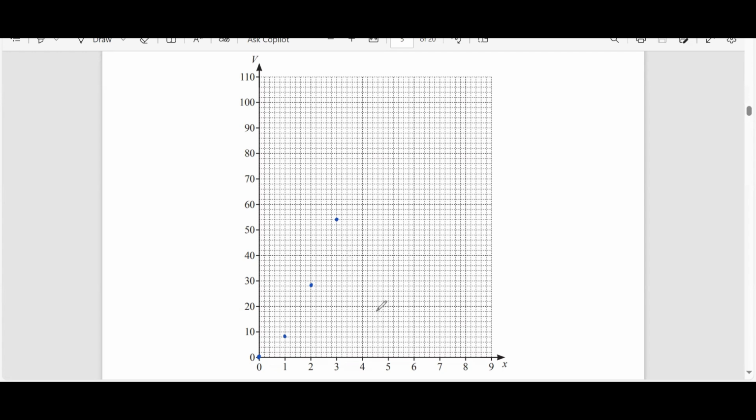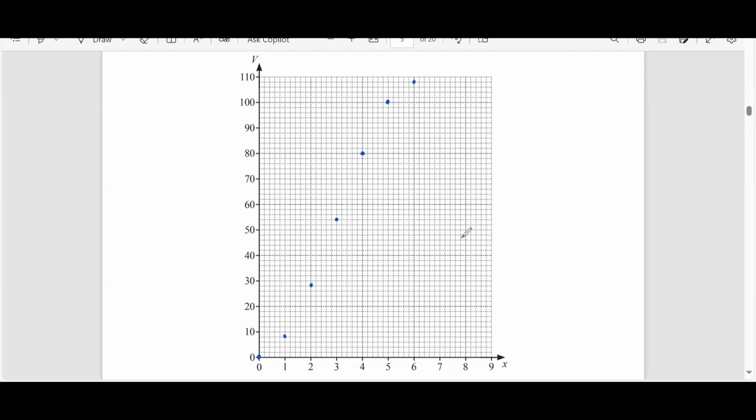And then we have 4, 80. So that's easy to plot. 4 is over here, 80 is over here. So 4, 80. The next one is 5, 100. So 5, all the way up till 100. So this is 5, 100. And the next one is 6, 108. So 6 all the way up to 100, 102, 104, 106, 108. So 6, 108.